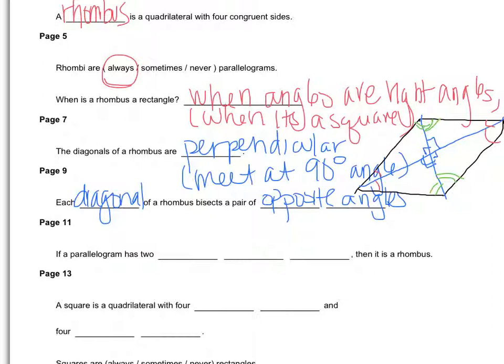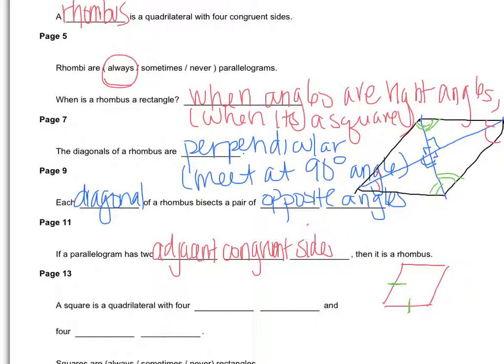Alright, so the next thing says if a parallelogram has 2 adjacent and congruent sides, let's word it that way, adjacent congruent sides, then it's a rhombus. So what they're telling us is if we have a shape here, and what we know is that this angle and this angle are congruent. We know they're congruent because they're giving that to us. They're adjacent because they're next to each other. Then that makes it a rhombus because we learned that in a parallelogram, opposite sides are congruent.